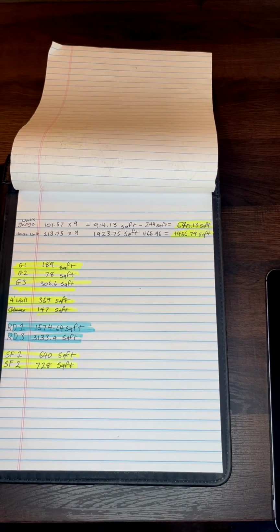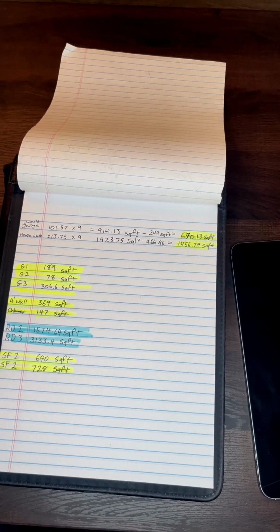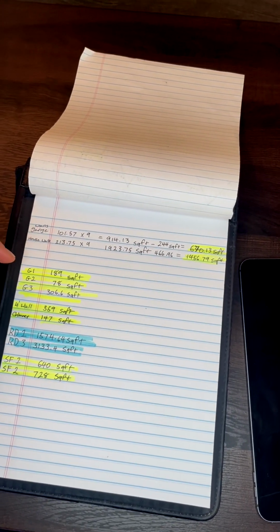Okay, so I'm gonna do some math off screen just for the sake of time.